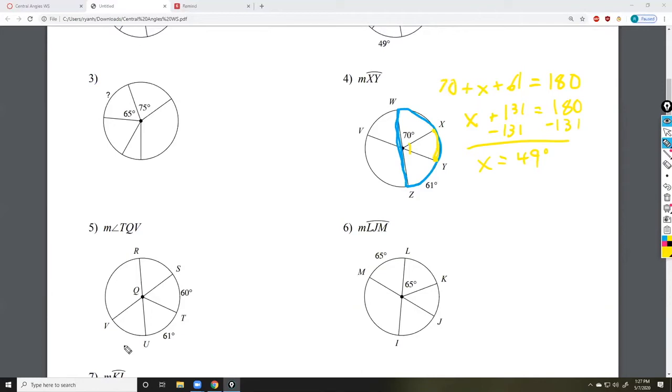So it's this idea of working us halfway around the circle and figuring out how much that would need to be for it to match up to 180 degrees.